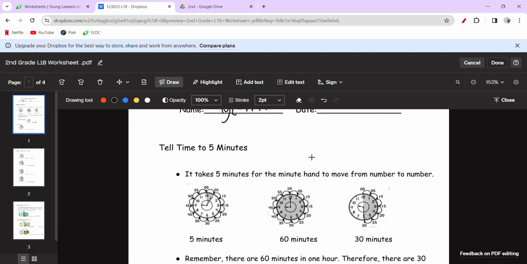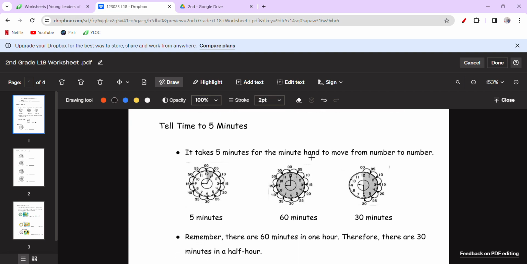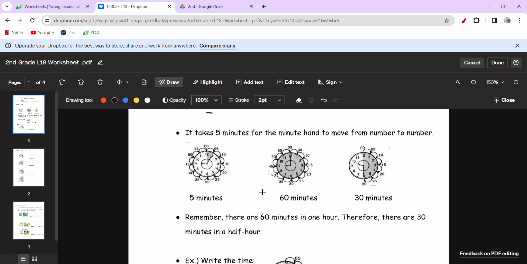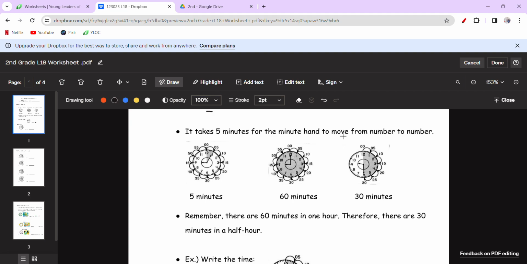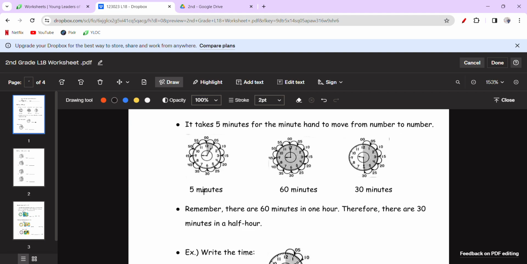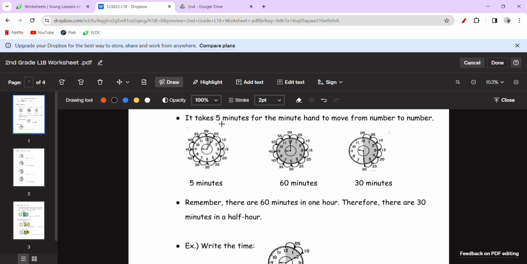Okay, so today we'll learn how to tell time to 5 minutes, like we're going to go by fives each step. So it takes 5 minutes for the minute hand to move from number to number. If you look at a clock, there are only 12 numbers, right? So each number that goes up actually symbolizes 5 minutes. That's why there are little dashes on the clock always.